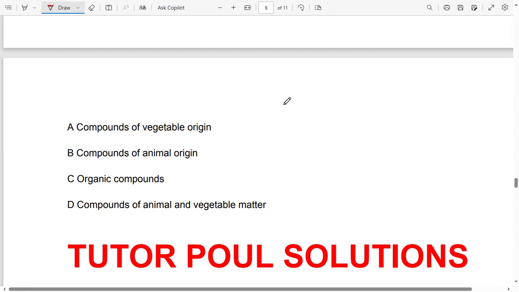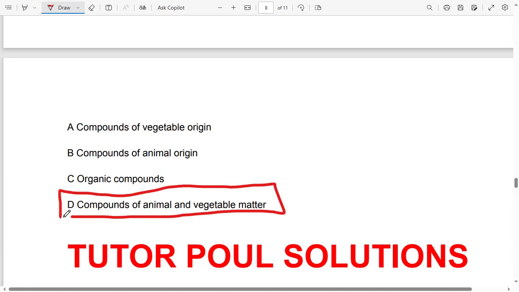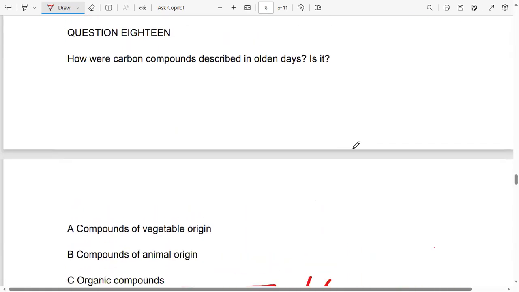living things. So in the past, they would describe these organic compounds or carbon compounds, since they came from living things, as compounds of animal and vegetable matter, because you know that the vegetable has life, even the animal has what? Life. So they were described as compounds of animal and vegetable matter. So here the correct answer is what? D there.